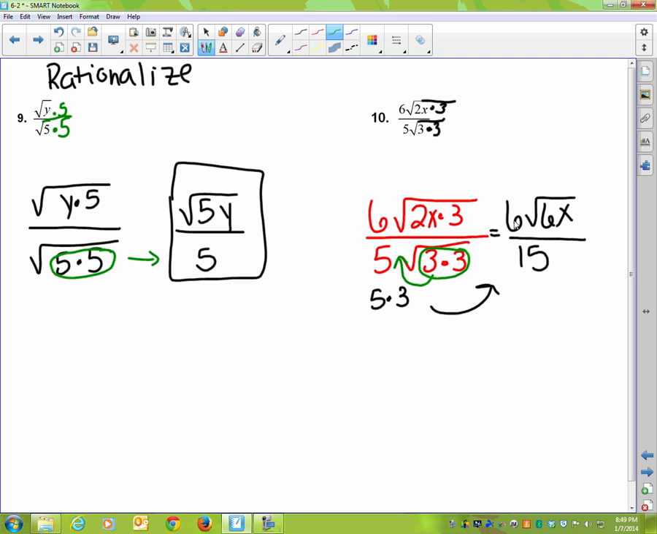You can reduce 6 over 15. Remember, you cannot touch what's under the radical. So 6 over 15, I get 6 divided by 3 is 2. 15 divided by 3 is 5. And my final answer, 2 radical 6x over 5.